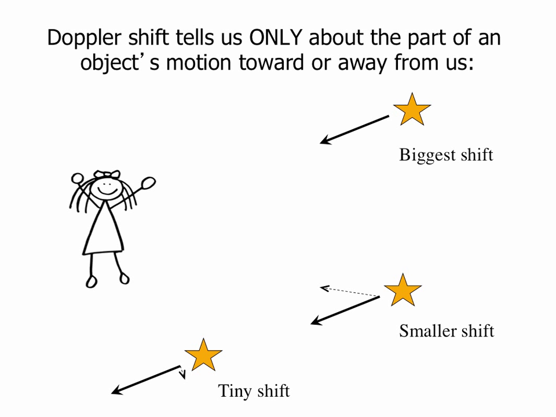So if an object is moving sideways relative to us, if it's moving across our line of sight, not getting any closer or any further away, there will be no Doppler shift.